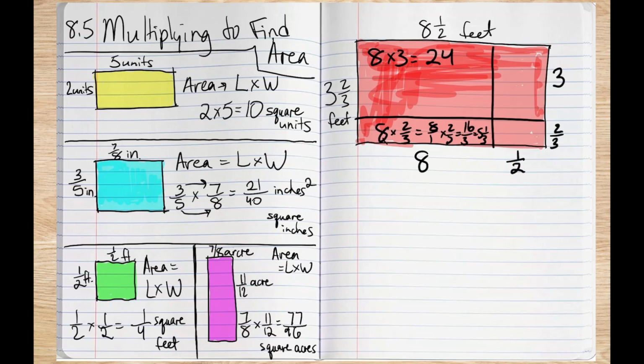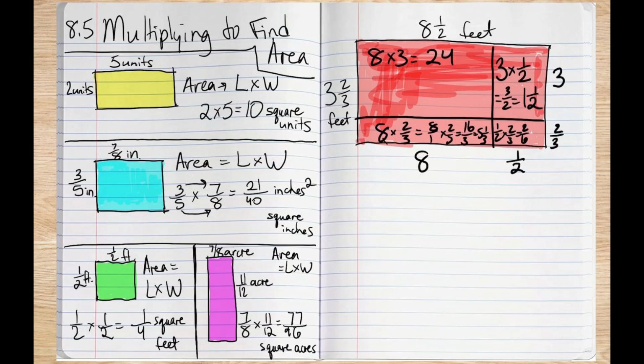And then in the top, I have 3 times 1/2. And when I do all the rewriting, I get 3/2, which is equal to 1 1/2. And then down here in the corner, I have 1/2 times 2/3, which is equal to 2/6, which I can leave right there.